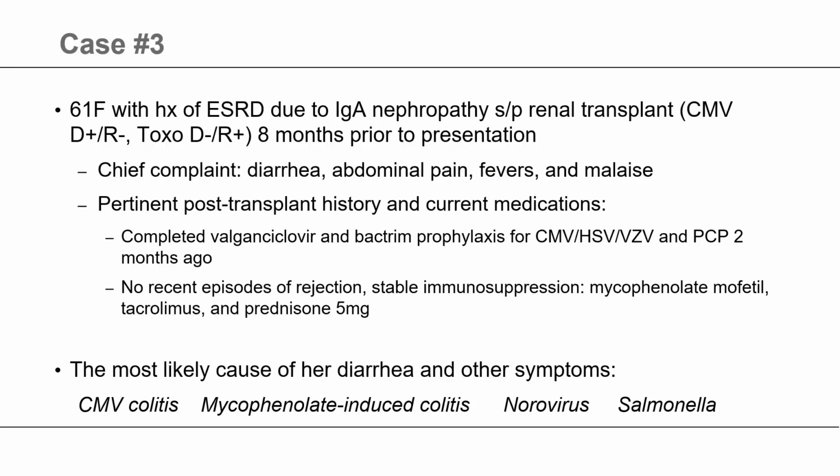A 61-year-old woman with a history of IgA nephropathy underwent a renal transplant 8 months prior with CMV D plus R minus, came in with diarrhea, abdominal pain, fevers, and malaise. Had completed the valsite prophylaxis about 2 months prior, had no recent episodes of rejection, stable immunosuppression, MMF, TAC, prednisone 5 milligrams. The most likely cause of her diarrhea and other symptoms: CMV colitis, MMF-induced colitis, norovirus, salmonella. Well, this patient had CMV colitis, which was very classic.